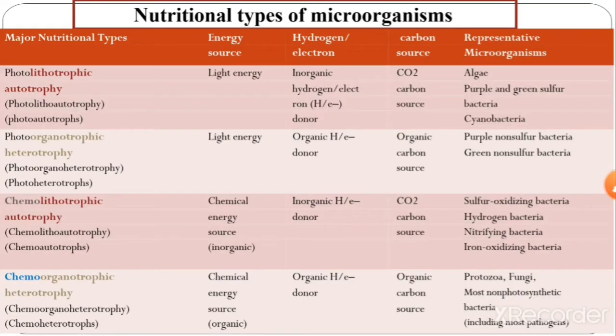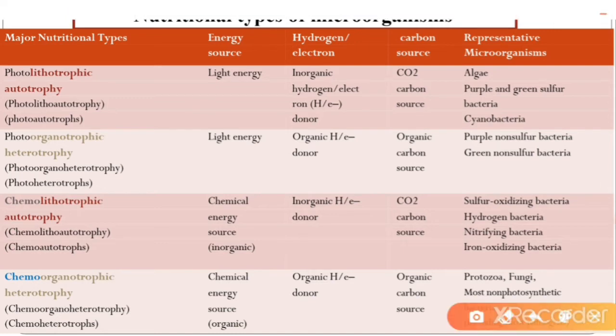Now see, on the basis of nutrient types, the microorganisms are divided into different types. We know that autotrophs means what? The organisms that are able to prepare their own food are known as autotrophs. Phototrophs means the organisms that usually depend on light are known as phototrophs.